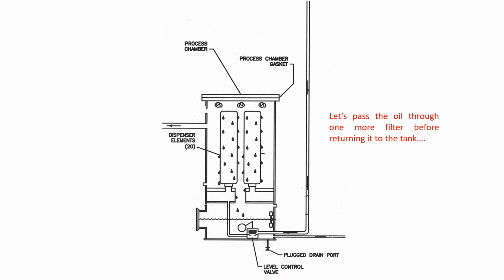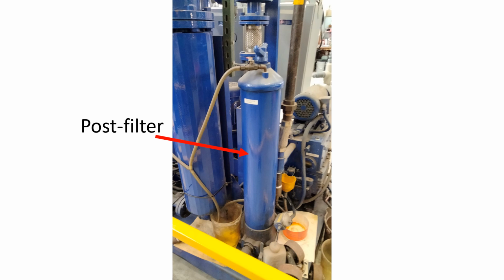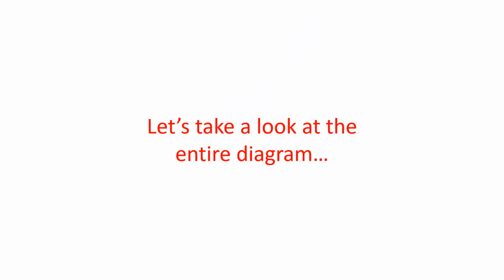Let's pass the oil through one more filter before returning it to the tank. We'll call it the post filter. The post filter removes particulates and carbon just as the pre-filter does. And now we've gone through the entire machine. Let's take a look at the entire diagram.